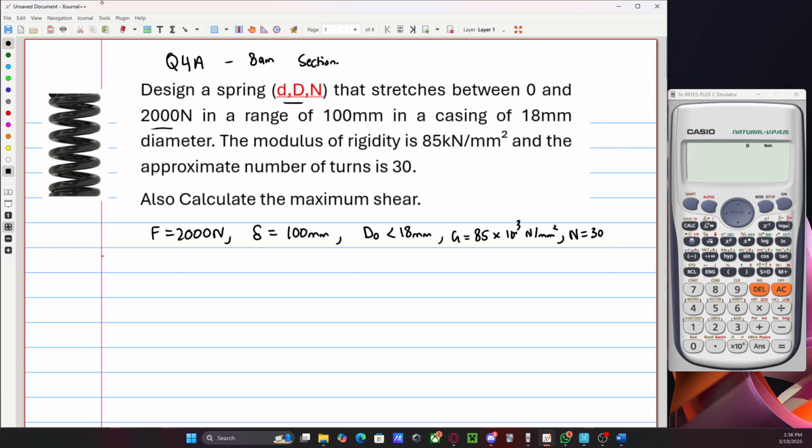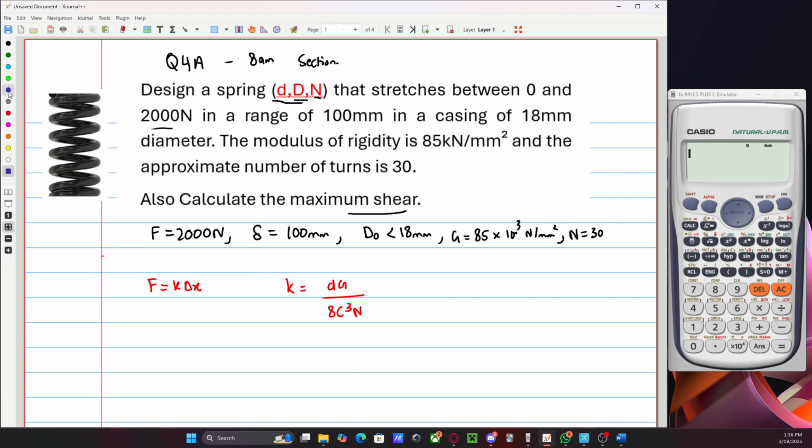So we're given all this information and we have to work out the design of the spring. So we need d, capital D, and N. We also need to work out the maximum shear. The way we do this is we have F equals Kx, F equals K delta x. And we know from the formula sheet that K equals dG over 8C cubed n.